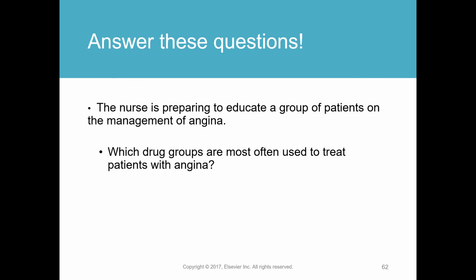So answer this. The nurse is preparing to educate a group of patients on management of angina. You should be able to talk to them now about the three categories, together with that miscellaneous Ranexa, but you should talk about the nitrates, you should talk about the beta blockers, you should talk about calcium channel blockers. You should be able to tell them what they need to know, right? So the answer to the question is, which drug groups are the most often used to treat patients with angina? We're talking about drugs specifically. Well, the nitrates and nitrites, the beta blockers, and the calcium channel blockers. I just gave you the answer.